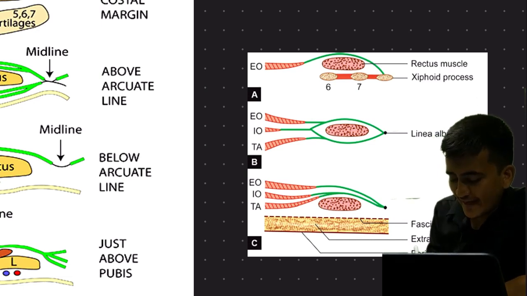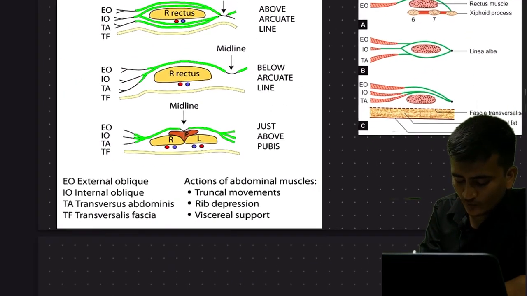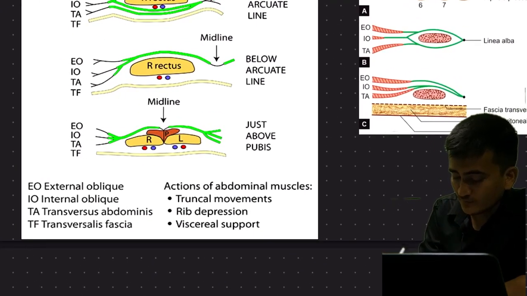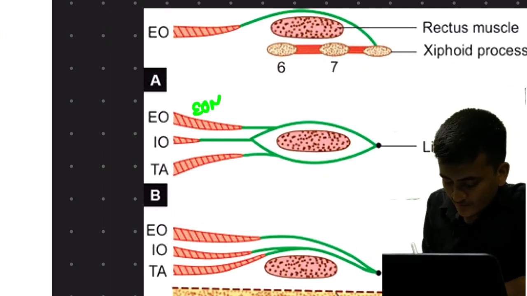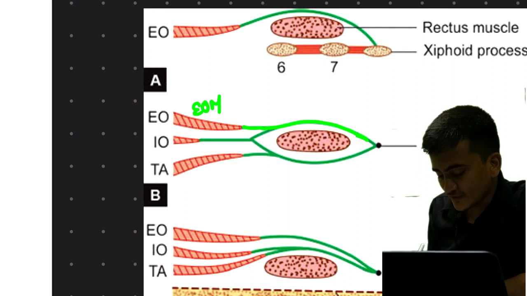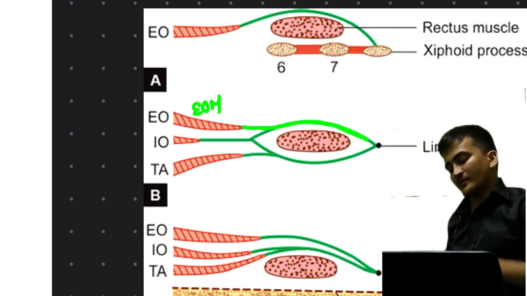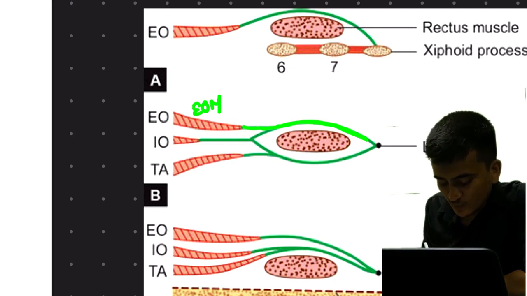Now what is going on here is this rectus abdominis muscle is being covered by, it is being contributed by the external oblique muscle. You can see right here, the external oblique muscle is passing its aponeurosis right here, and it is covering the rectus abdominis anteriorly. And similarly, there is what?